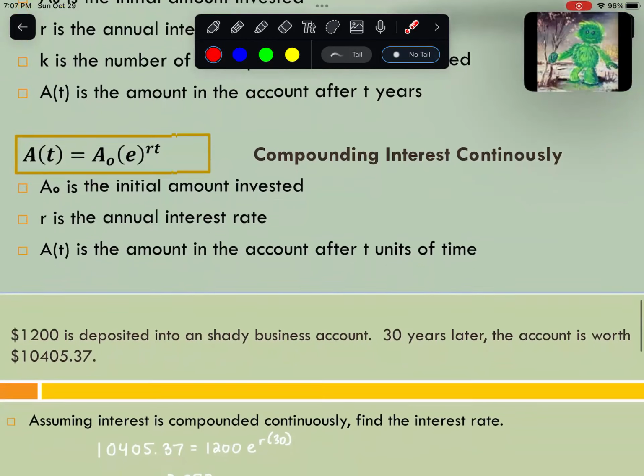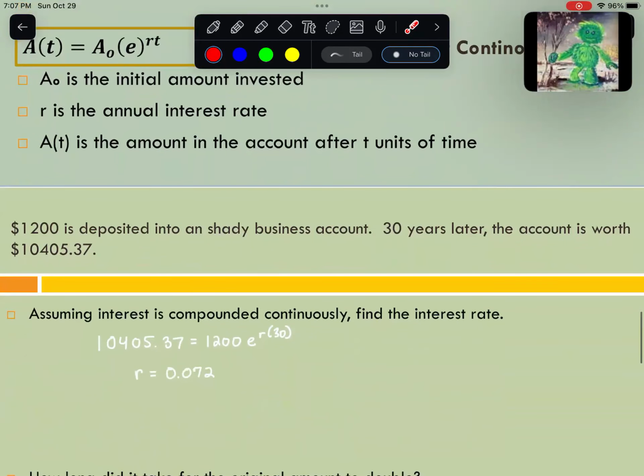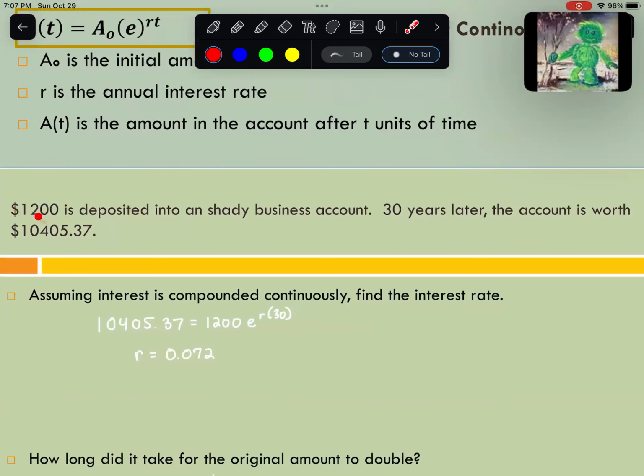It's really more of an answer for you to check if you like, but suppose we have $1,200 deposited into an account of some sort. 30 years later, it's worth quite a bit more. So we're kind of working backwards a bit here to figure out what must the interest rate have been. So I'm taking my amount that we end with, setting it equal to initial times e to the rt, but now we have a value of t to plug in, which allows us to use algebra and solve for r. You should try it on your own.